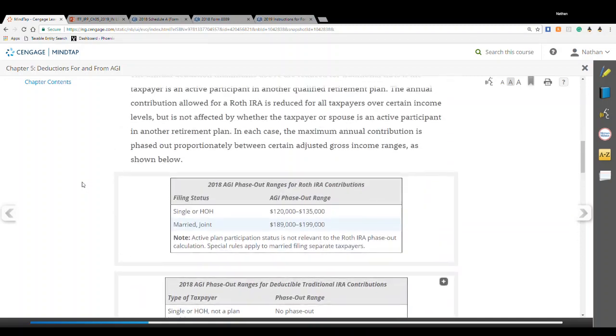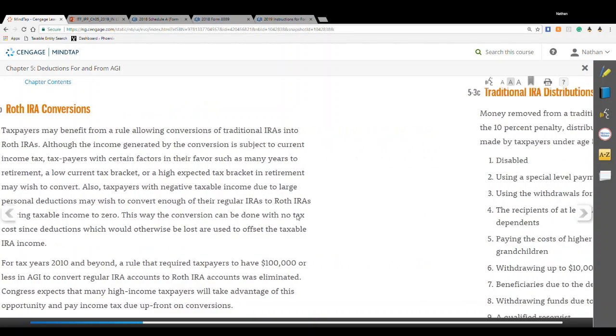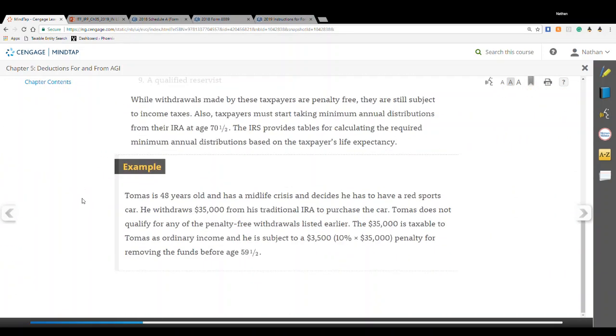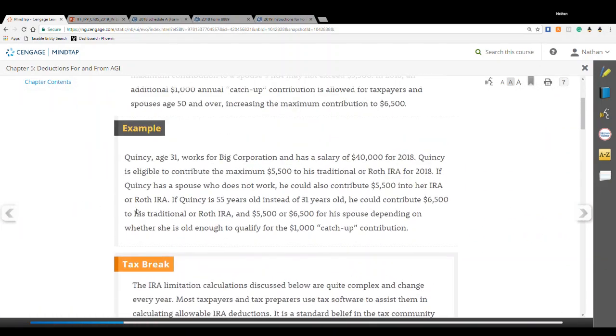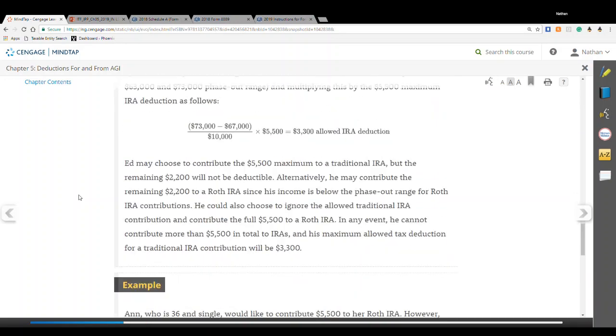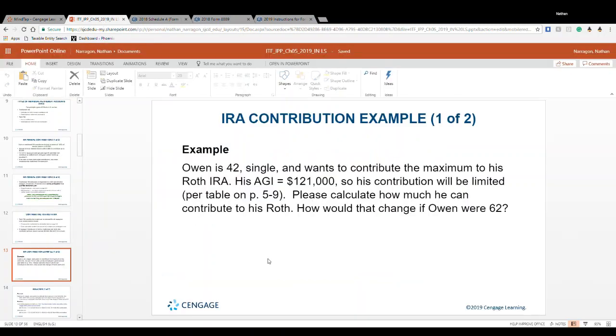We need to find the formula. This is conversion. We don't mind conversions. Okay, so the formula is somewhere around here. We can always pop that out. Down here, it looks like. And here's the formula. So, guaranteed, the next slide has the formula. We'll just go to the next slide. Please calculate how much we can contribute to his Roth. How would that change if Owen were 62? Okay, so we're dealing with him below 50 and over 50.